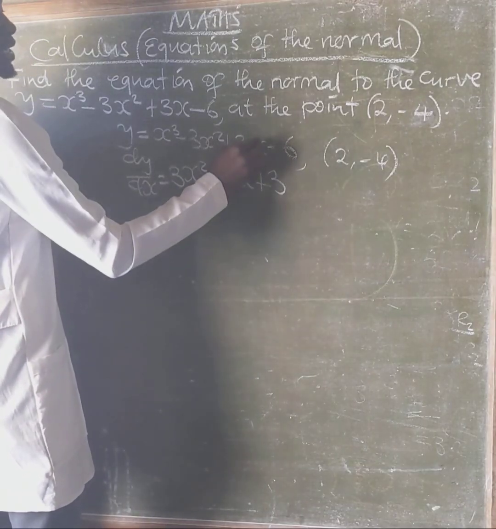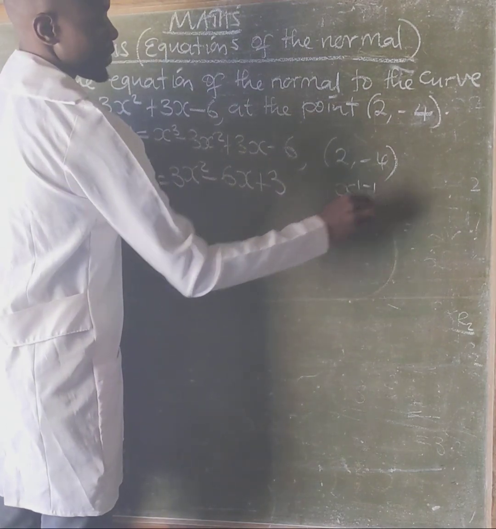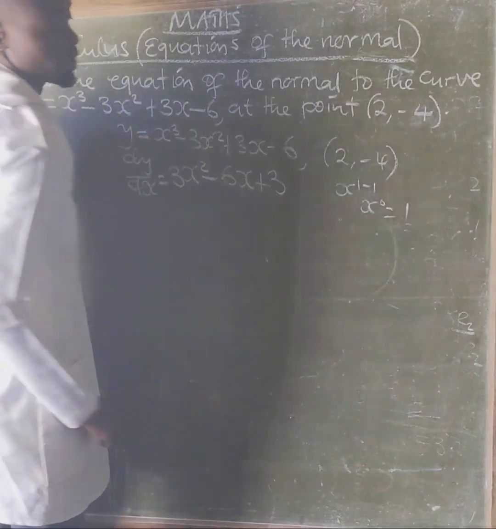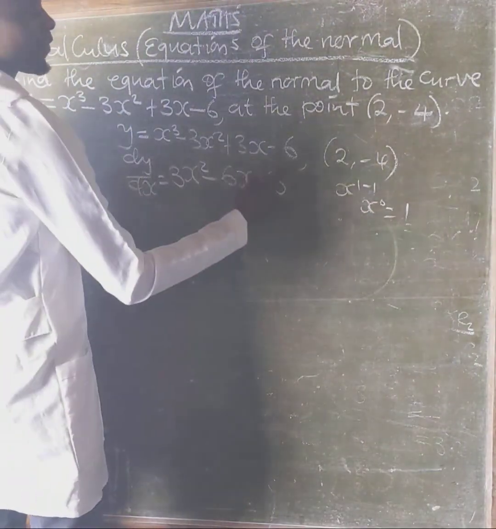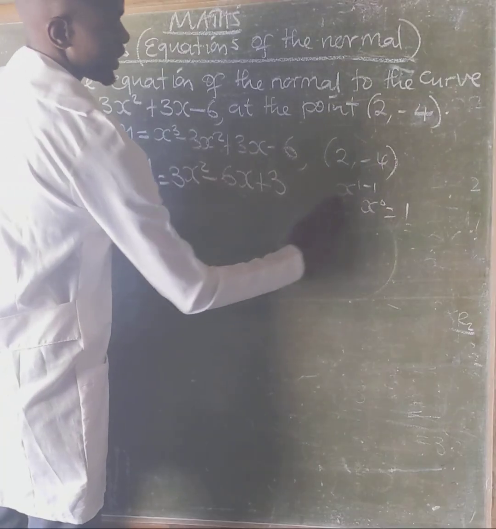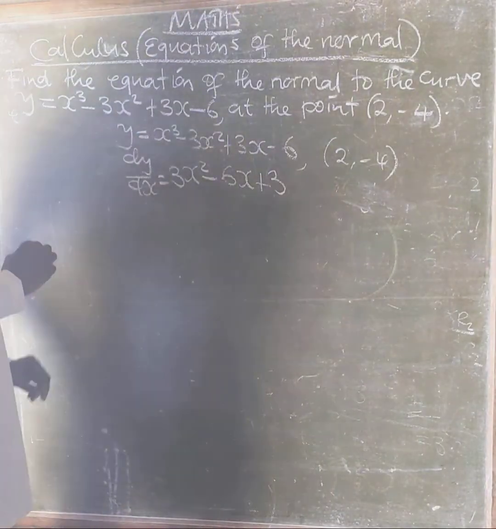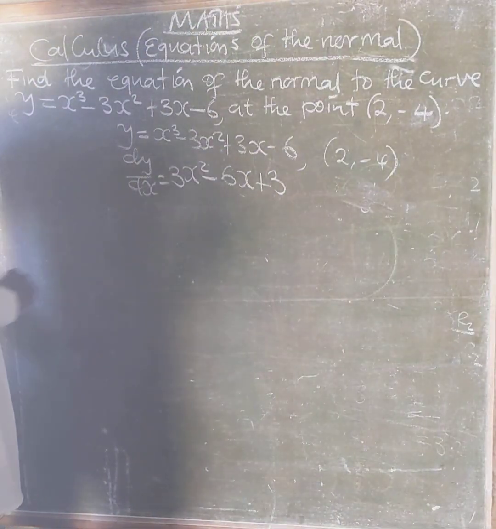Then if you subtract 1 from the power, 1 minus 1, you're going to have x to the power 0, of which remember anything to the power 0 is 1. So here we just have 3 only. Then the constant number becomes 0. So this is our dy dx.